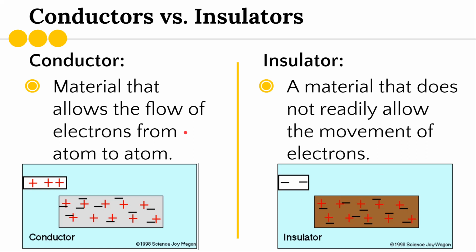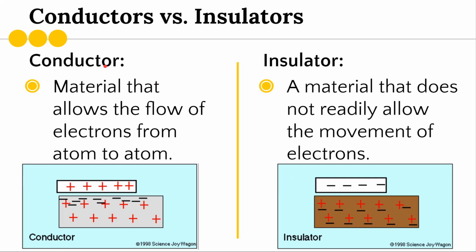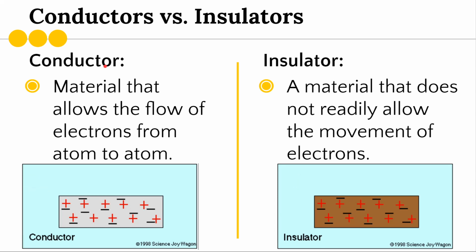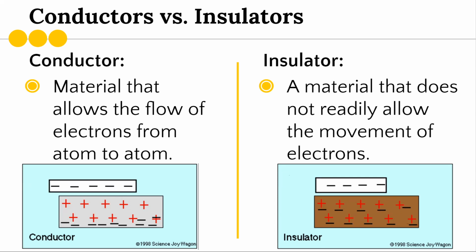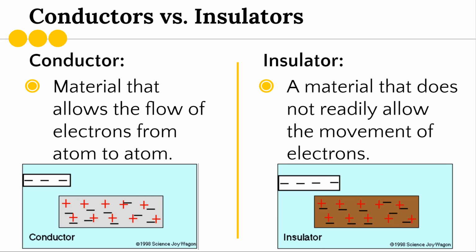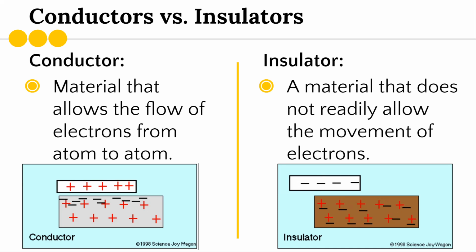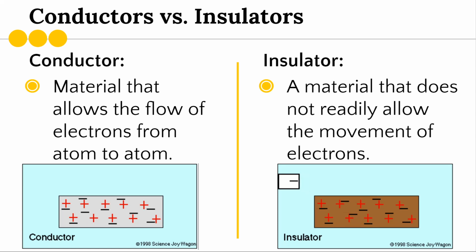So again, I mentioned the words conductor and insulator. We should probably make sure we add definitions for those as well. A conductor is a material that allows the flow of electrons from atom to atom. So you'll have these electrons kind of flowing freely throughout that material. And I believe you also saw an animation showing something similar in the SIMS activity that we started with, looking at the flow of electrons in a conductor.